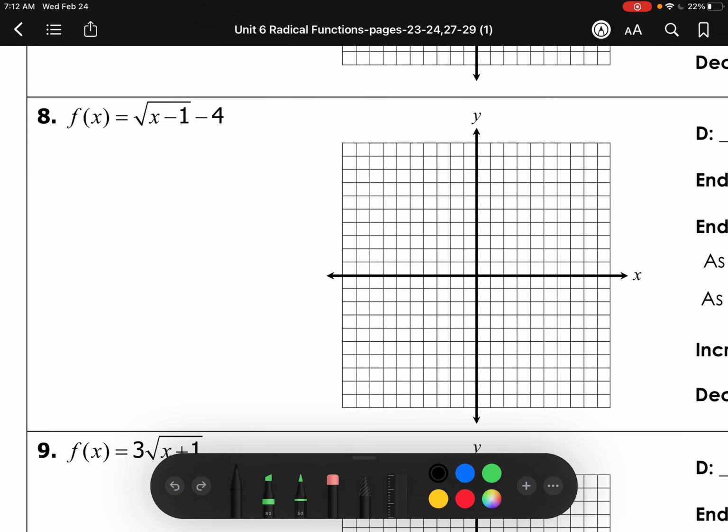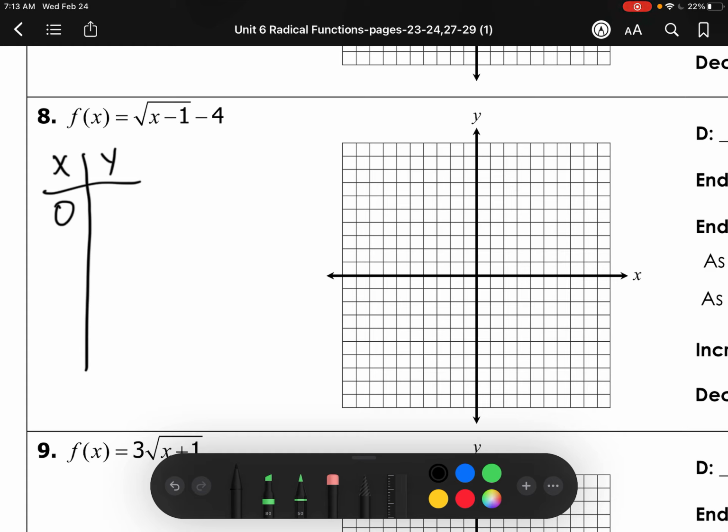Next, we have f of x is equal to the square root of x minus 1 minus 4. So this is going to be a shift from the parent function right by 1 and a shift down by 4. So we can start at our starting point, right? Let's draw our xy table, and you can plug in 0, right? So that's going to be our starting point.